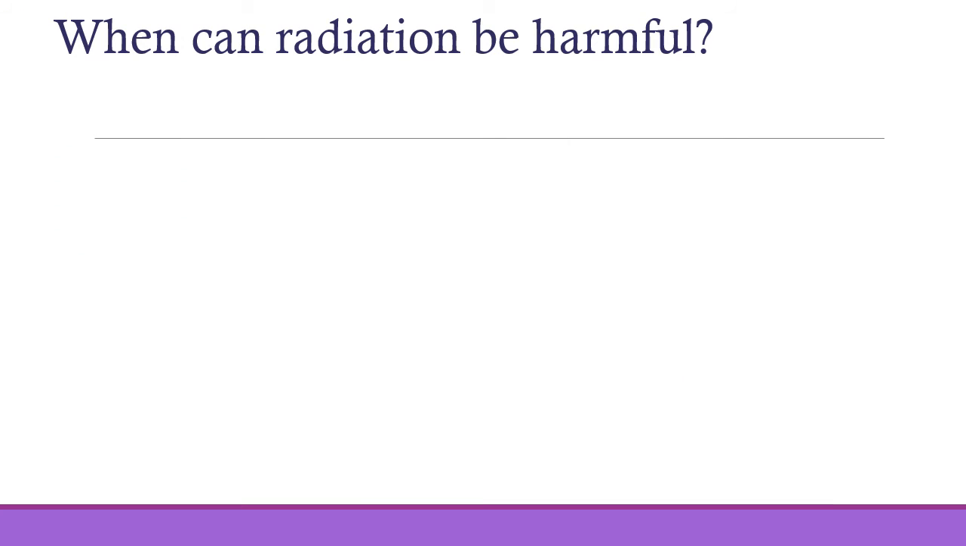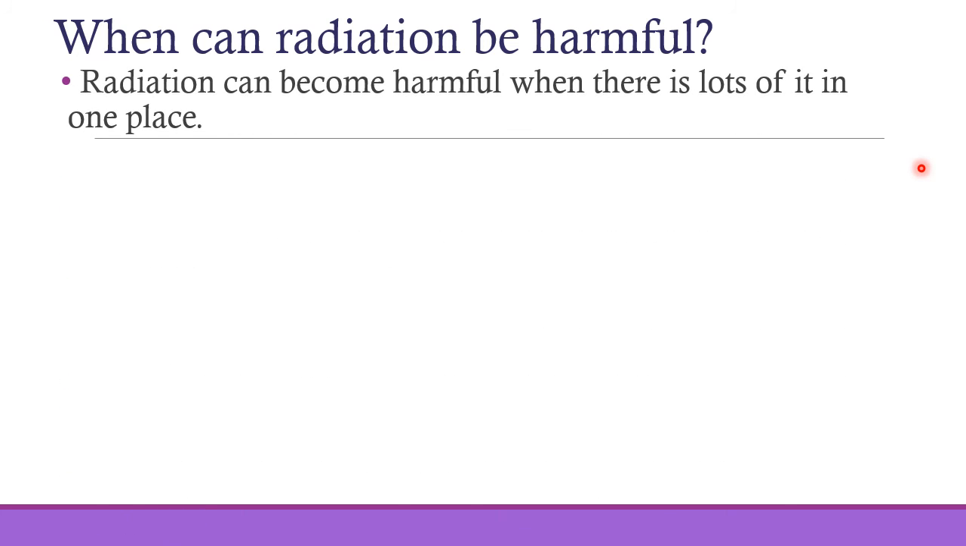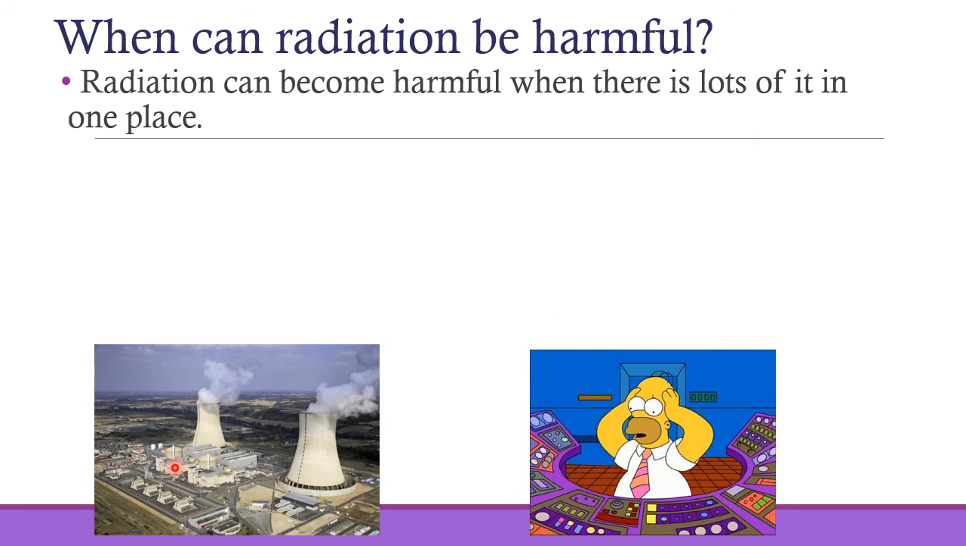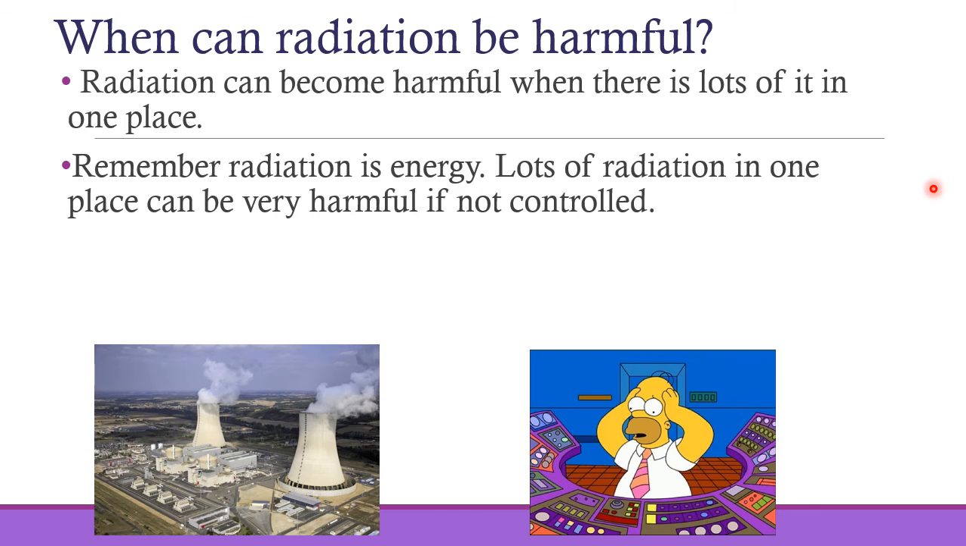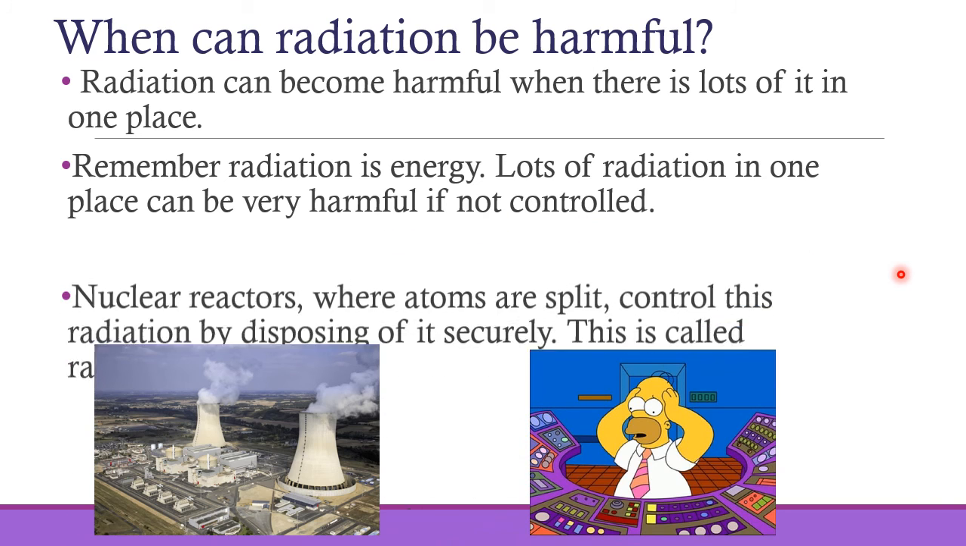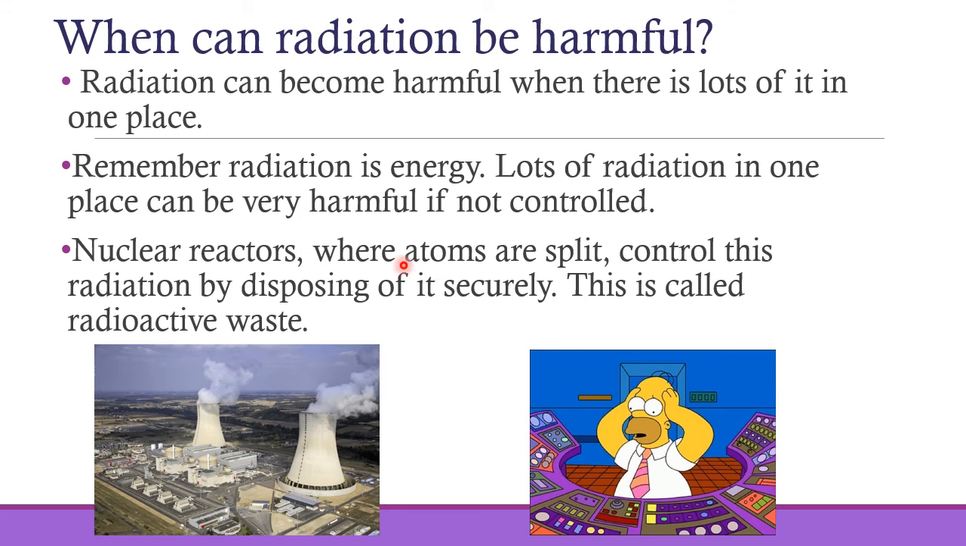Now, when can radiation be harmful? So we've touched on it slightly earlier on in our lesson. Now, radiation can become harmful when there is a lot of it in one place, like we've seen in our nuclear reactors. Now, we've seen Homer Simpson panic a few times on The Simpsons when his nuclear reactors are in trouble. And remember, radiation is energy, and lots of radiation in one place can be harmful if not controlled. So nuclear reactors, where atoms are split, or nuclear fission as it's known, control this radiation by disposing of it securely. This is called radioactive waste.